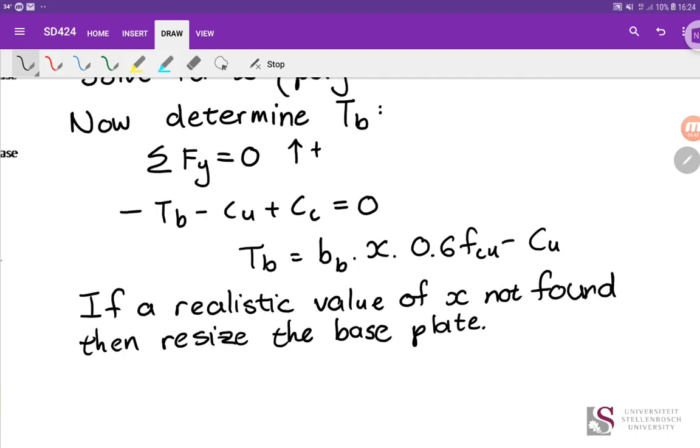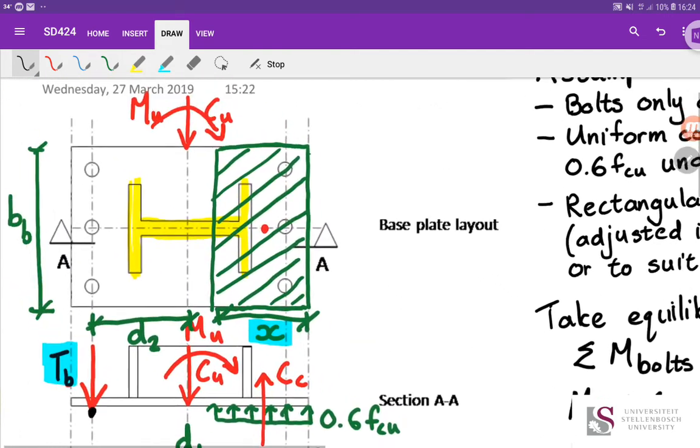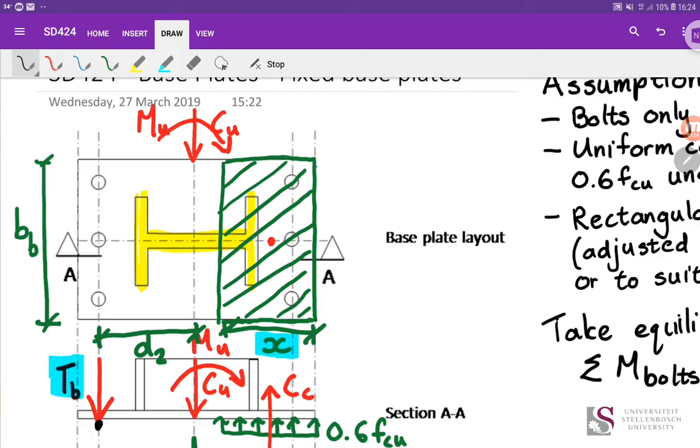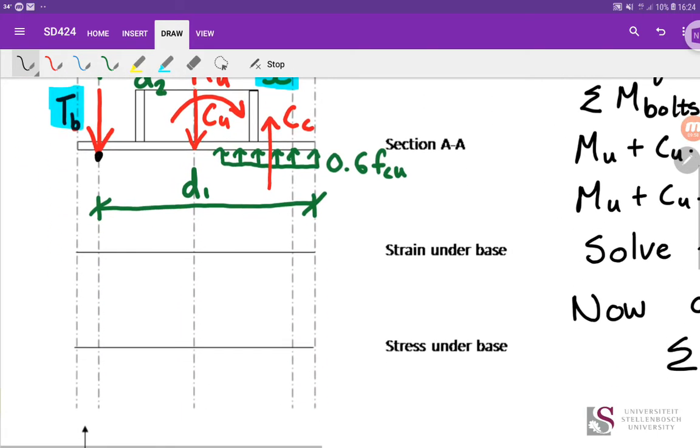So I'm just going to come back and look at now how the structural mechanics actually works. So there's our base plate. Once again, we had a moment and a compressive force. But if we have a look at the stresses and strains under the base, what you will find occurs here is that on the one side you have tension occurring, and on the other side you have compression occurring.